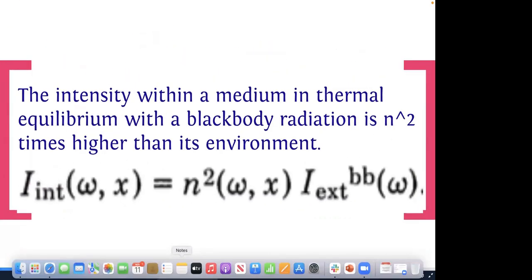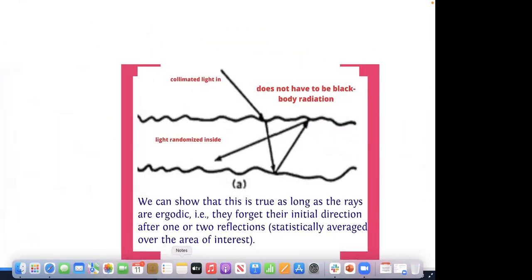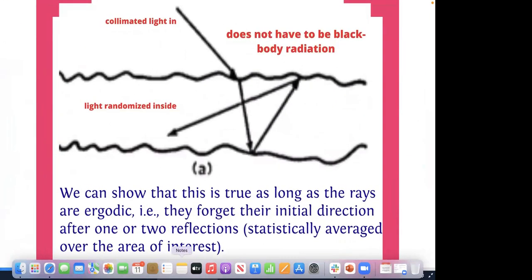So again, as I said before, the intensity within a medium in thermal equilibrium with the black body radiation is n squared times higher than its environment. We covered that, so let's keep going. Now, of course, in the case we talked about previously, black body radiation is uniformly distributed in the environment. Now, this is not always the case because if you look at the sun, it's a direct radiation, so light is coming in completely collimated.